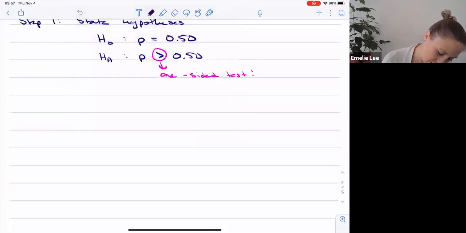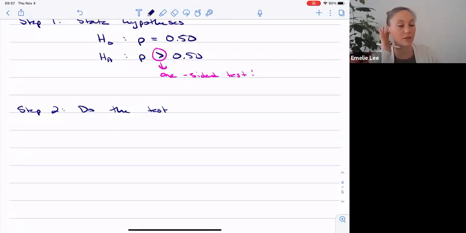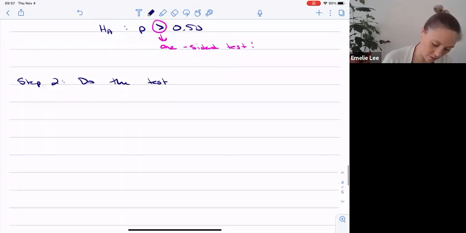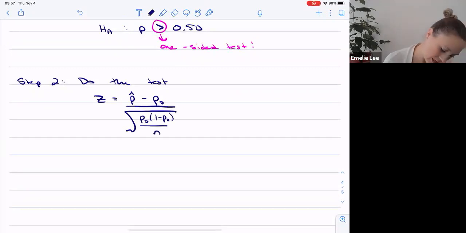Okay, so now step 2 is do the test. You don't have to outline the steps, but you do have to do them all. And so we have Z is P hat minus P naught over the root of P naught times 1 minus P naught over N.